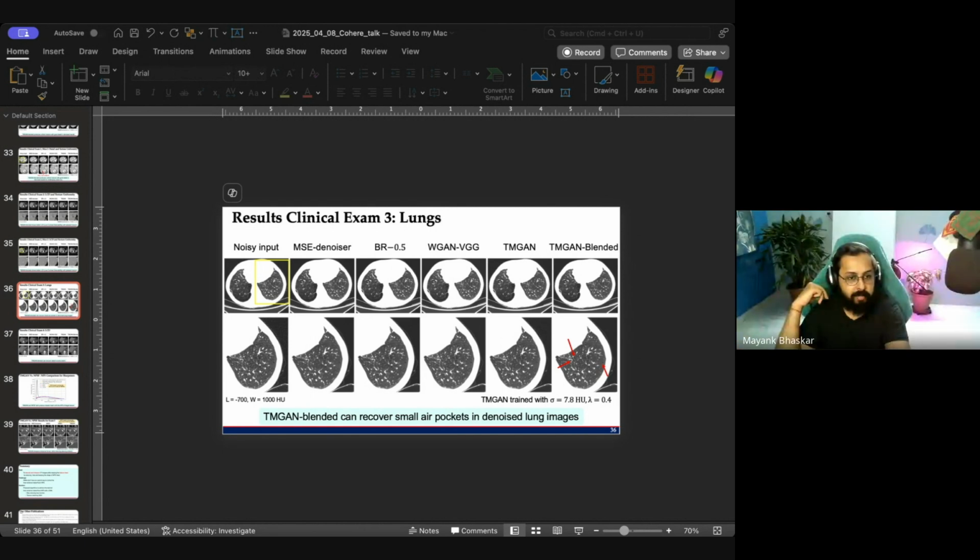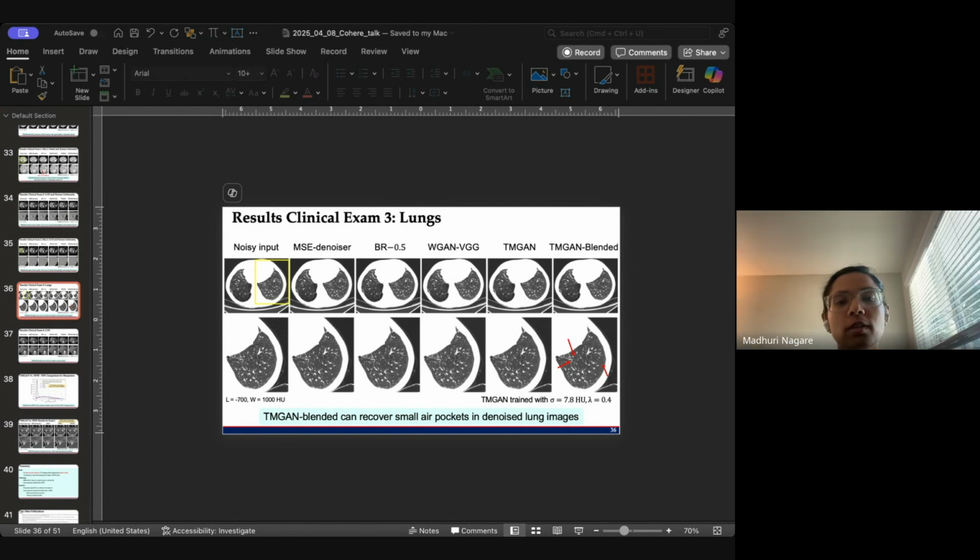Plus, depending upon the size of the image too, since the CT scan resolution is high. Right, yeah.